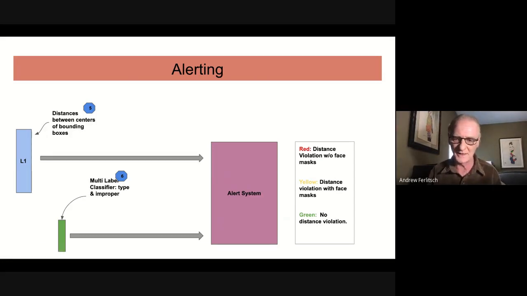And just hypothetically, red might mean there's a distance violation without a face mask. Maybe yellow means there's a distance violation with a face mask. And green might mean there's no distance violation.